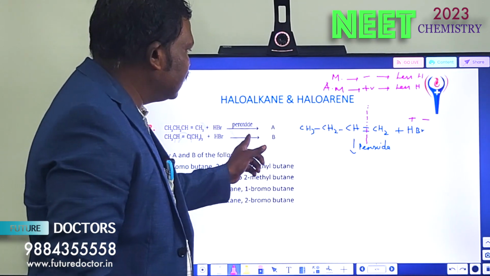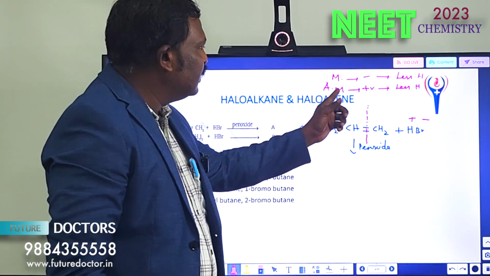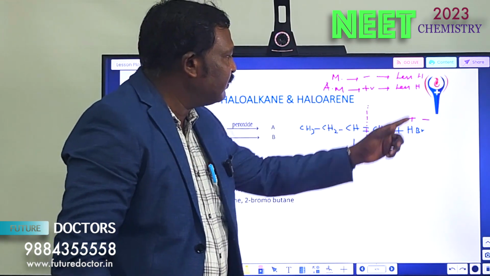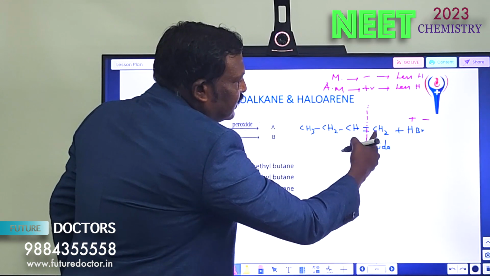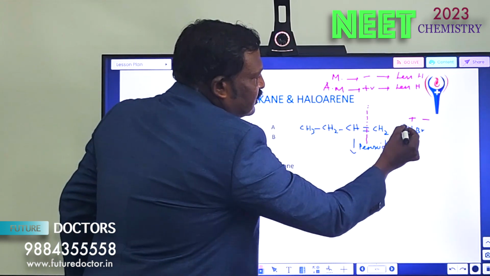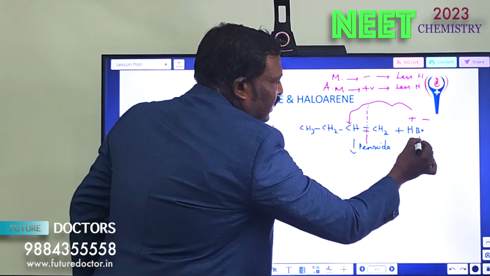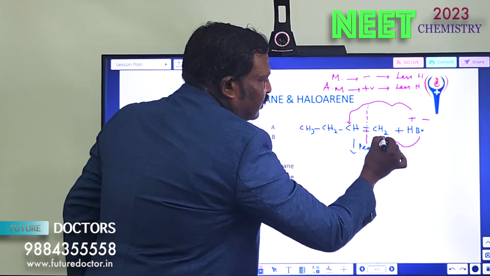Peroxide is given, this is called peroxide. Then only we should follow the anti-Markovnikov rule. So in the anti-Markovnikov rule, the positive part goes to the carbon atom which carries less number of hydrogens. Which carbon has fewer hydrogens? This one only. So the positive part goes to that carbon, and automatically the other part goes to the other side.